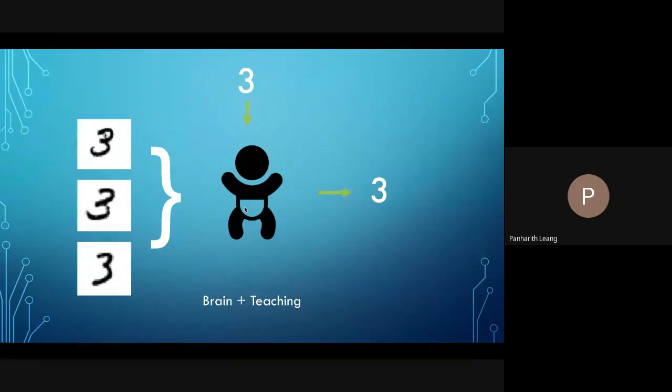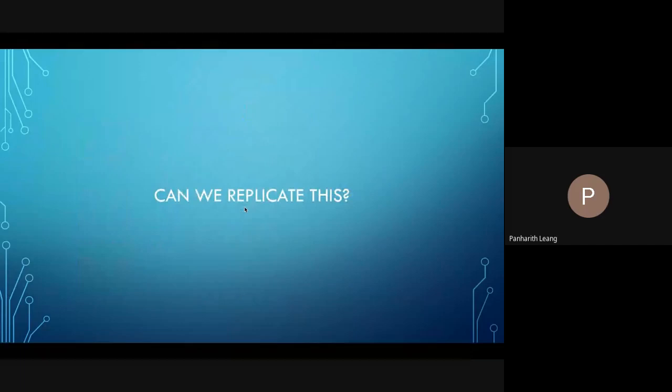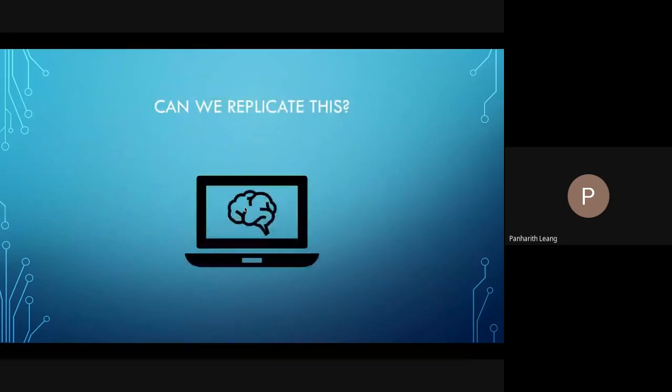So this raises a question: can we replicate this in a computer program? Can we write a program that represents a human brain, and then we give it a bunch of pictures of numbers so that later on it will learn to identify what number it is based on the picture given?